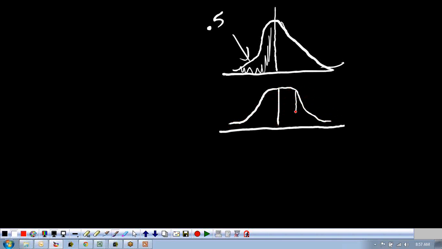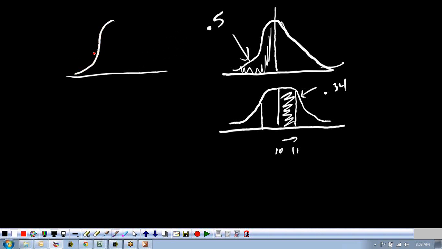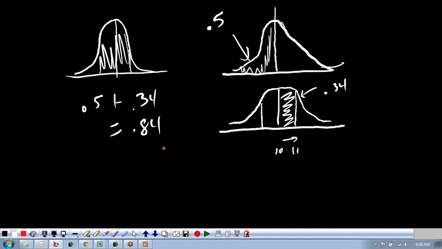We also know that within plus or minus 1 standard deviation from the mean, which was 10, and this is 11, so that's 1 standard deviation, we know that that's 68%. So if the total here is 68%, this must be 34%, or 0.34. So our answer for the whole thing, less than 11, must be 0.5 plus 0.34, and that's equal to 0.84. So in this case, we could actually check it, and it gives us the answer that we're looking for.